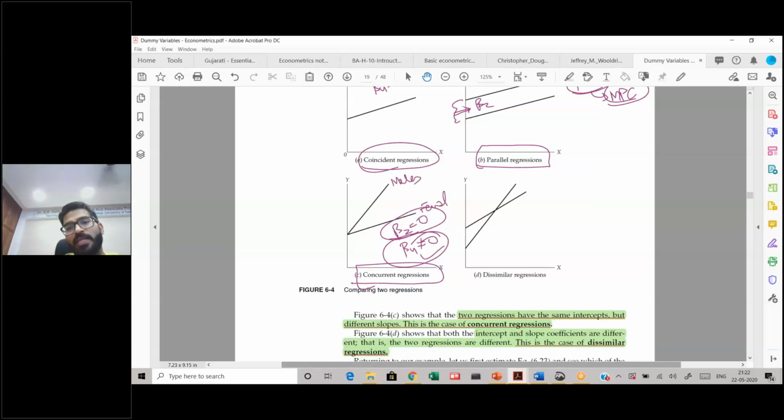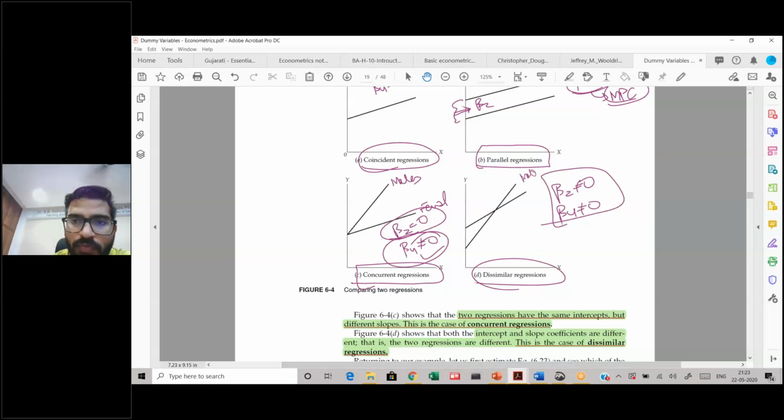And the fourth case is where you have completely dissimilar regressions, in which your beta 2 is not equal to 0 and beta 4 is also not equal to 0. This essentially means that these are two separate regression lines, one for males and the other for females. These are the only four categories that you can have.